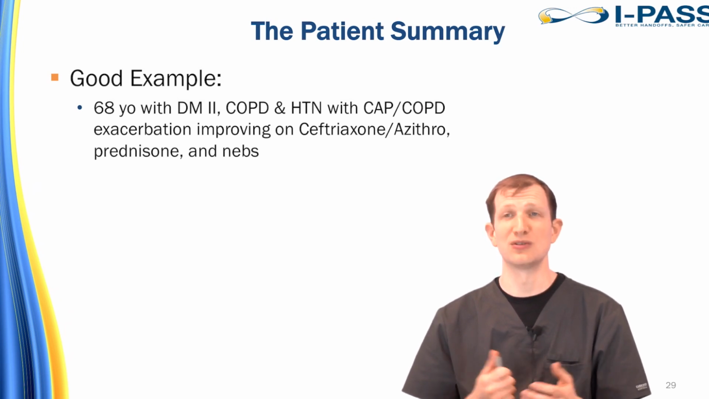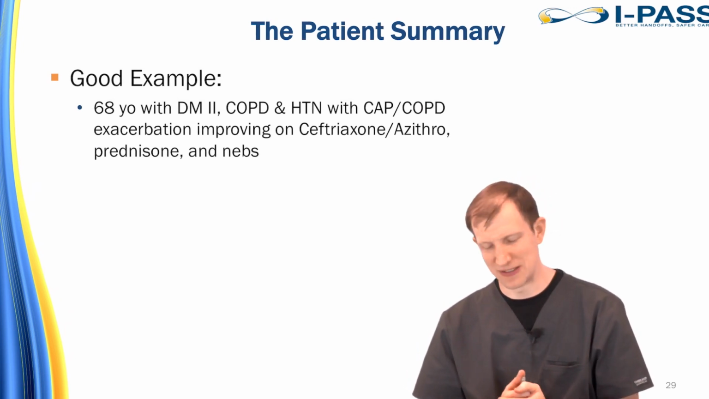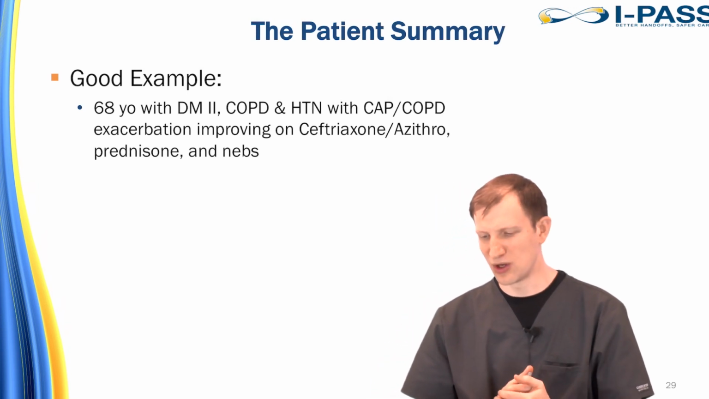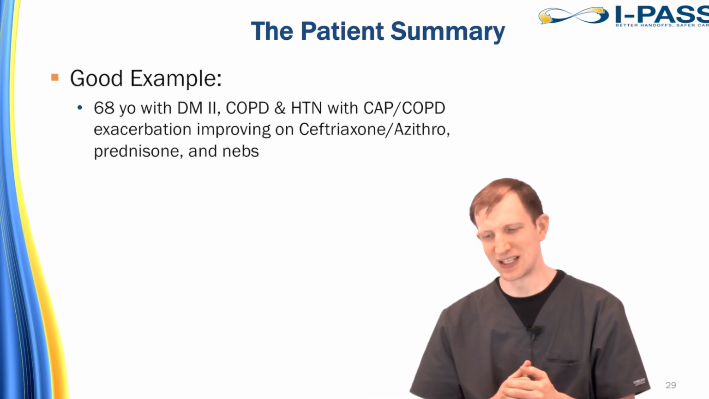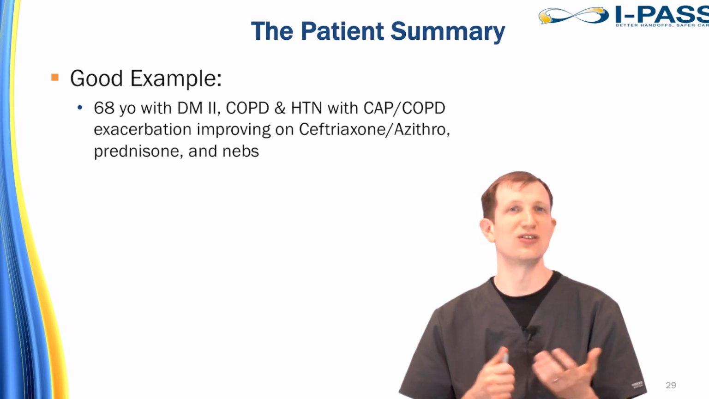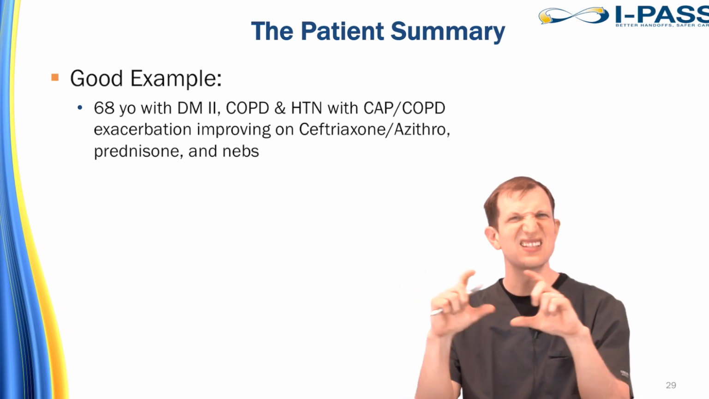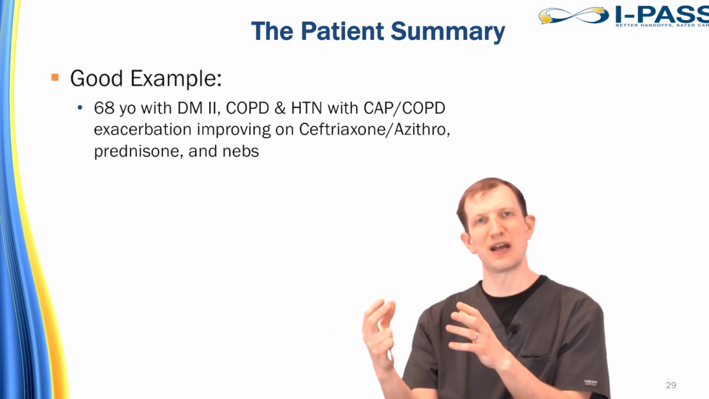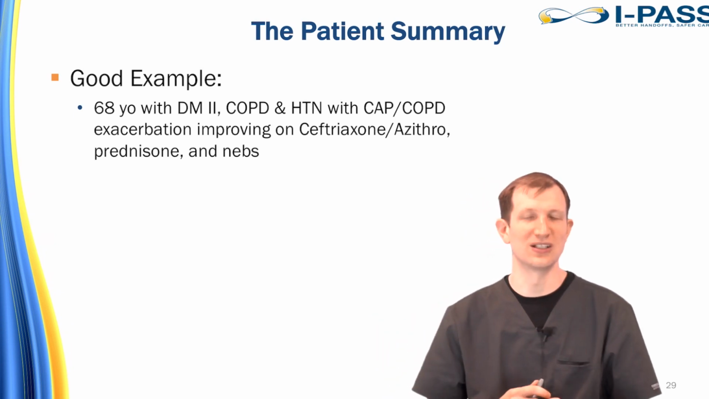So here's a good example. I have a 68-year-old, they have diabetes, COPD, hypertension, and they come in with community-acquired pneumonia and COPD exacerbation that's improving on ceftriaxone and azithro, prednisone, and nebs. So in a concise one sentence, you get a feeling for who that patient is, what their pertinent past medical history is, and how they're doing.